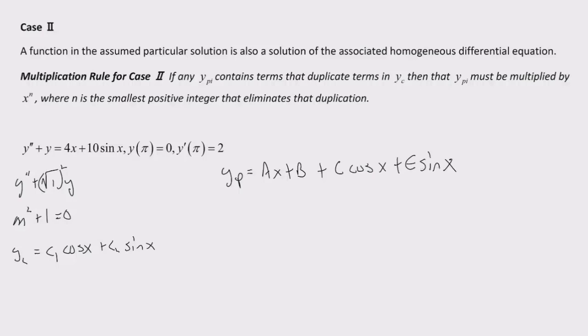But as you can see, that cosine and sine also show up in the complementary, so if we use it as is, that's going to give us an issue. This is where, if you read the rule called the multiplication case, if we have any duplicate terms, we simply take the duplicate terms in the particular solution, multiply by x, and then we're pretty much good there. So instead of using that one, we're going to use this general format: ax plus b plus cx cosine x plus ex sine x.